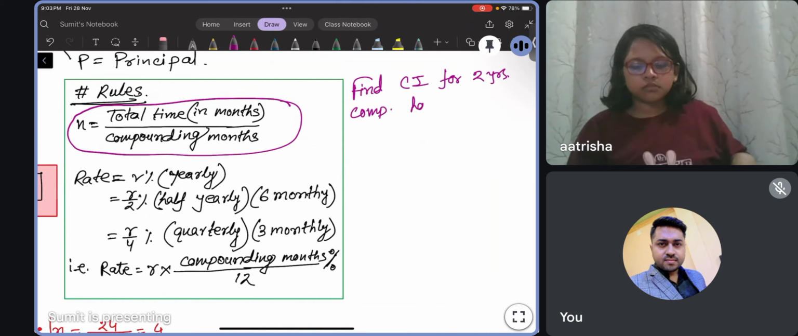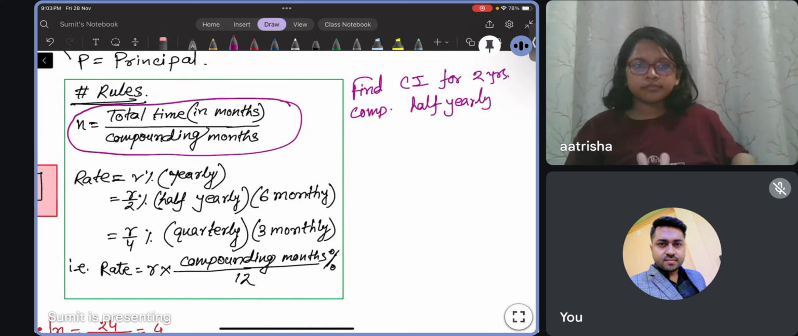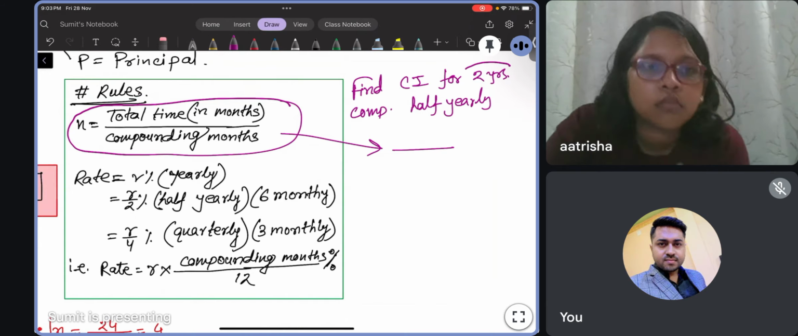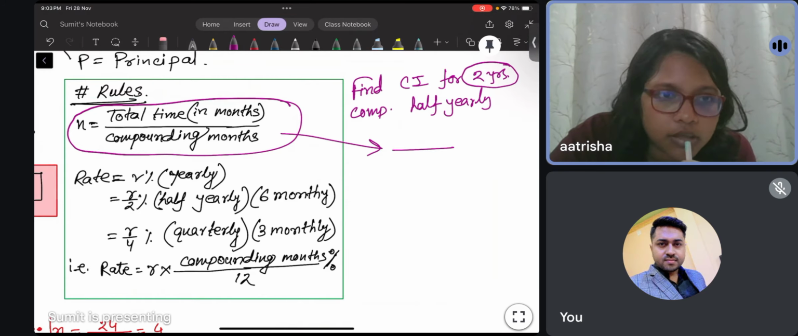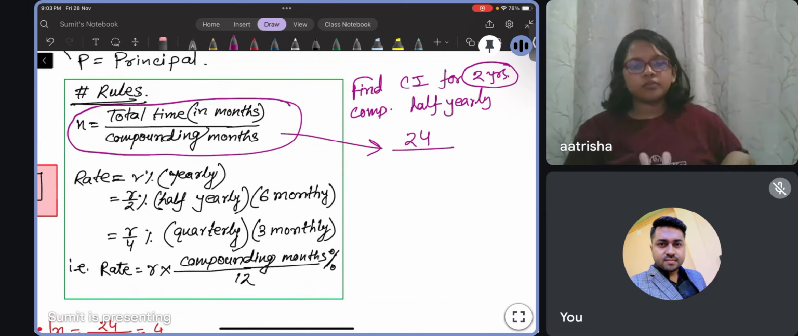compounded half yearly. If it is given compounded half yearly, then how will we apply the formula? See, formula is total time in years divided by compounding month. So total time in years means what is the total time over here? 2 years. But you will take total time in months. In months, 2 years means how many months? 24 months, right? Divided by compounding month.